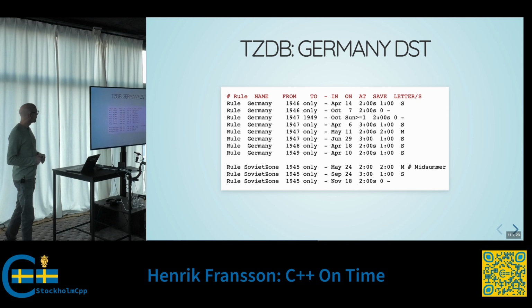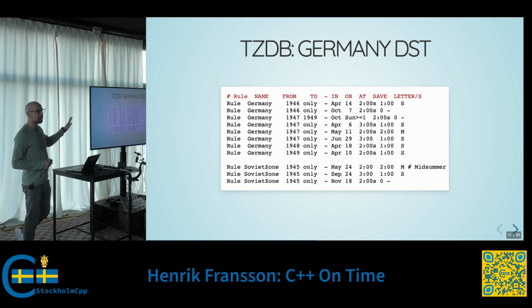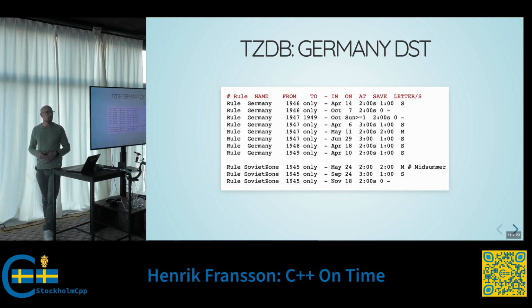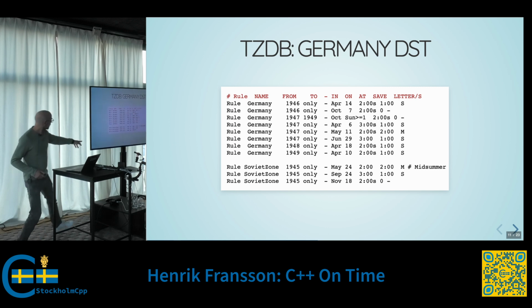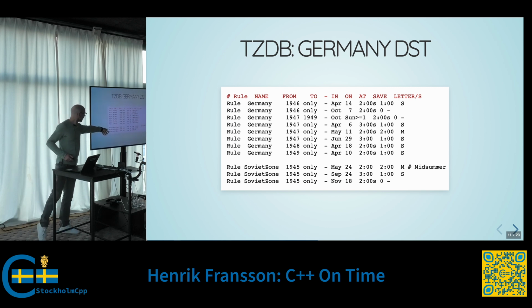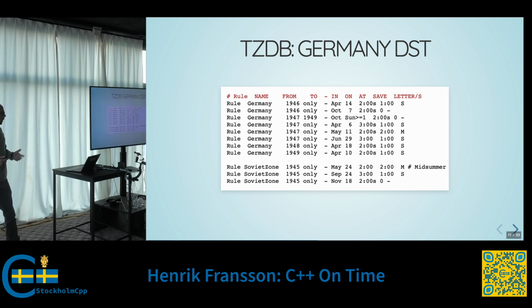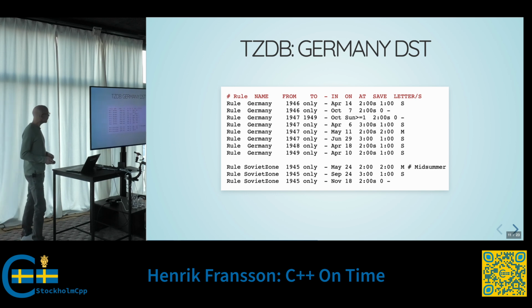Another example is Germany. This is only the daylight saving time changes over 3 years after the Second World War. That many changes, and they even had Soviet time for a short while there. So basically, time and calendars are actually pretty complex when you think about it.